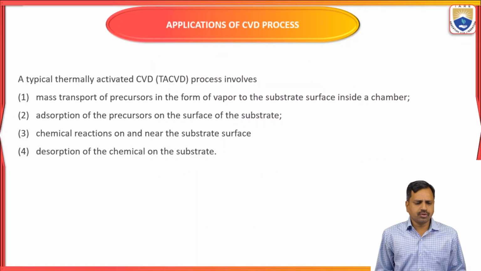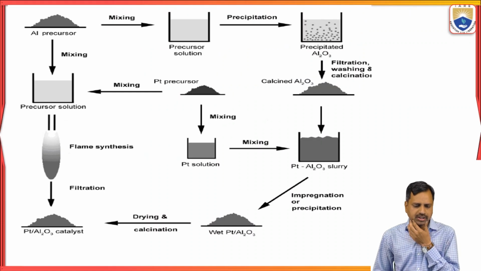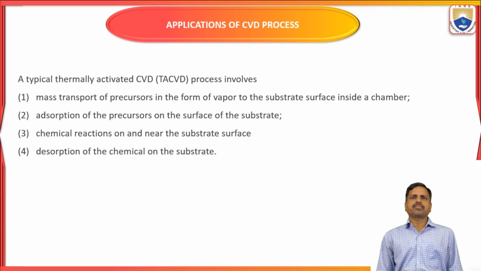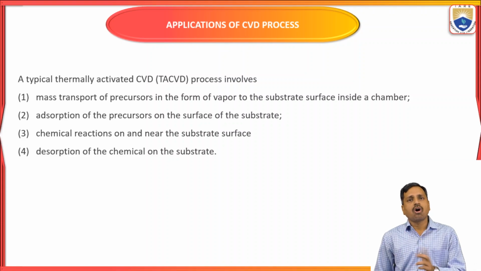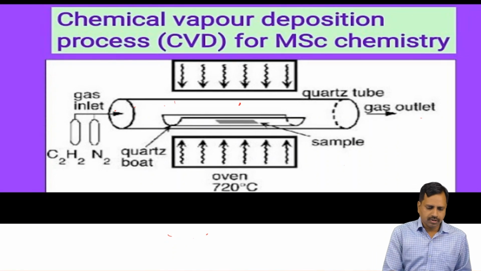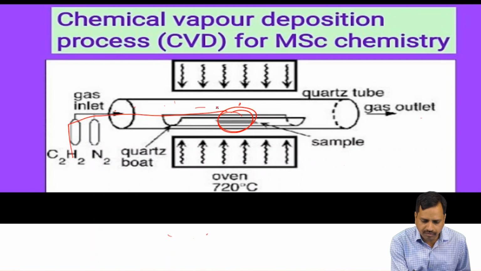What are the applications? A typical thermal activated CVD process involves several steps, so first we'll see what steps are involved. First one: mass transport of the precursor in the form of vapor to the substrate surface inside a chamber. First the mass transfer will take place into the chamber. Then, second, adsorption of the precursor on the surface of the substrate. Here, this is the precursor.